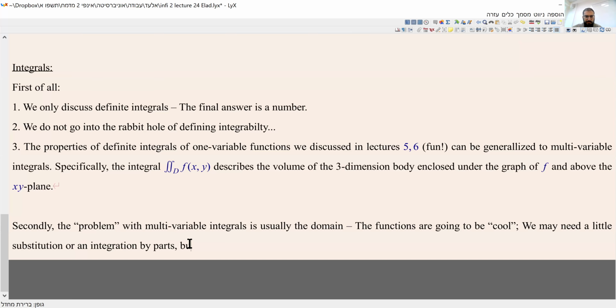But the main problem, the main goal, is successfully dealing with the domain over which we want to calculate the integral of f. So we first discuss a rectangle domain where x and y are both bounded with numbers, and then we will probably continue in our last lecture on Tuesday. We'll discuss what we do when the domain is not a rectangle.